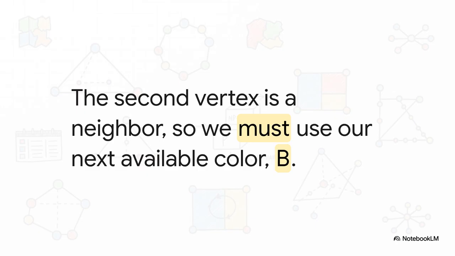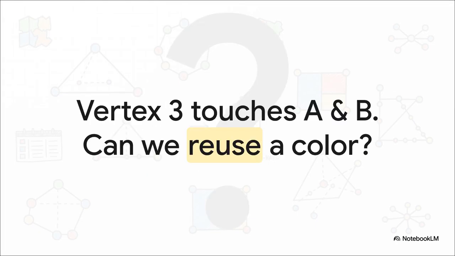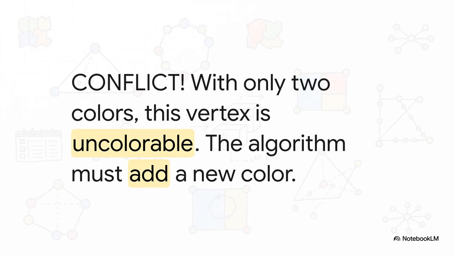Still no conflicts. But now we get to the tricky part. Vertex 3. It checks its neighbors. Uh-oh. It's connected to vertex 1, which is color A. And it's also connected to vertex 2, which is color B. So, what color can it be? It can't be A. It can't be B. We're totally stuck. And this is the moment of truth. The algorithm hits a wall, a conflict. It realizes that with the colors it has available, just A and B, there is no possible solution. It's forced to recognize that its current path is a dead end.